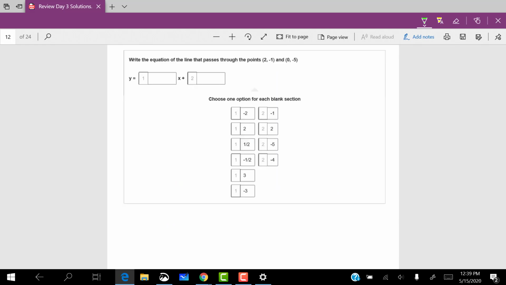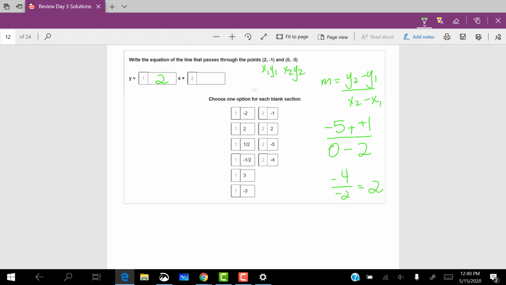Okay, we're trying to write the equation of the line that goes through these 2 points. I'm going to need a slope and a y-intercept. To get my slope, I'm going to do y2 minus y1 over x2 minus x1. So I can label these. So I'm going to do negative 5 minus negative 1 divided by 0 minus 2. So that's the same as negative 5 plus 1. That's going to give me negative 4 divided by negative 2. So my slope is going to be 2.